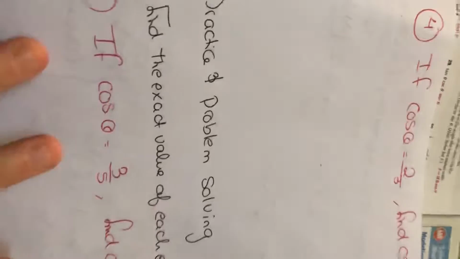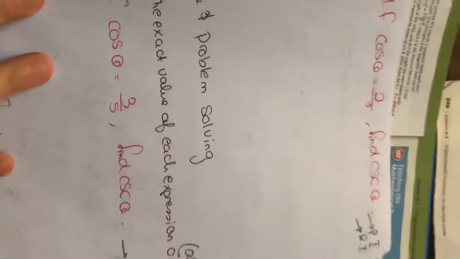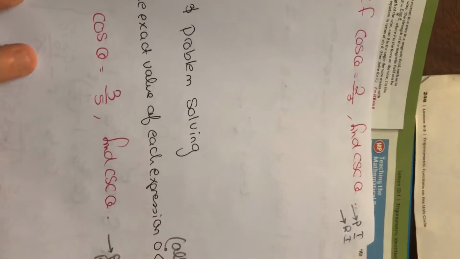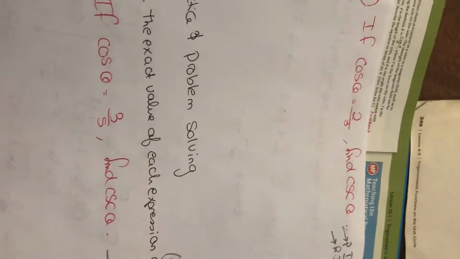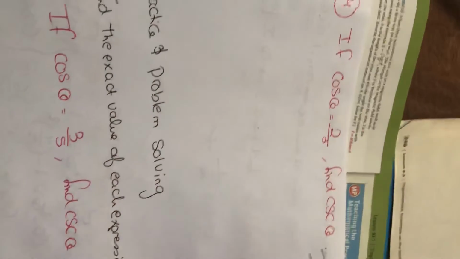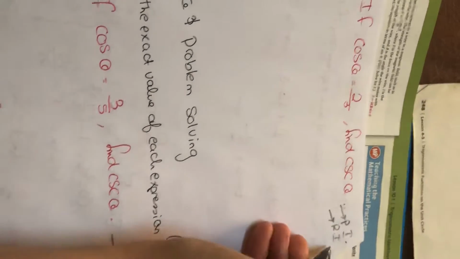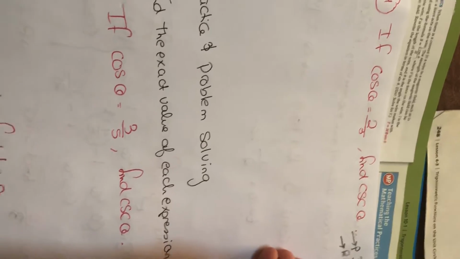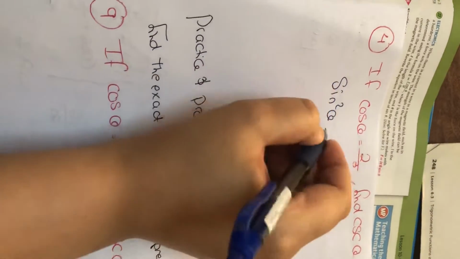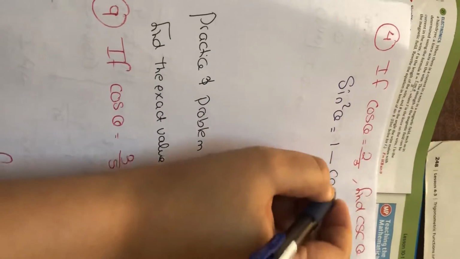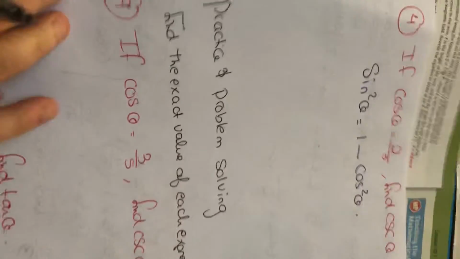I'll go to question number 4. I will not simplify today, only evaluate or find the exact value. Here they gave me cosine and they want cosec. Remember, cosec is related to sine, not to cosine. So this question needs 2 steps. First of all, it needs the Pythagorean identity and then it needs the reciprocal function. Why Pythagorean? Pythagorean will help me get sine squared, because sine squared is 1 minus cosine squared theta.